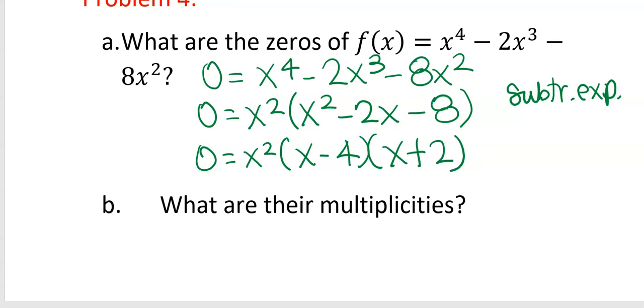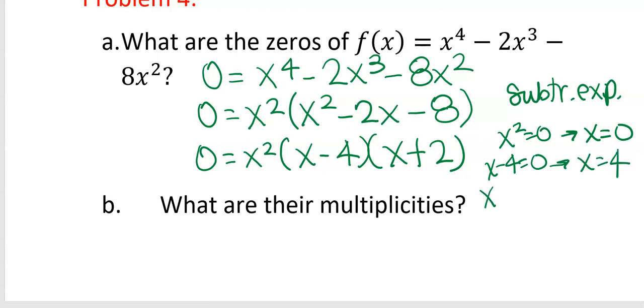Oops, we want to solve this time. They want to know the zeros. So one zero is going to be x squared equals 0, which means x equals 0. The other is going to be x minus 4 equals 0, or x equals 4. And the other one's going to be x plus 2 equals 0, or x equals negative 2.